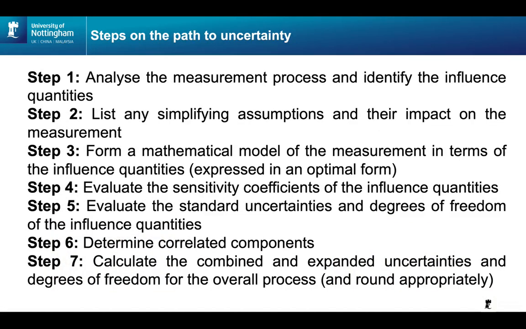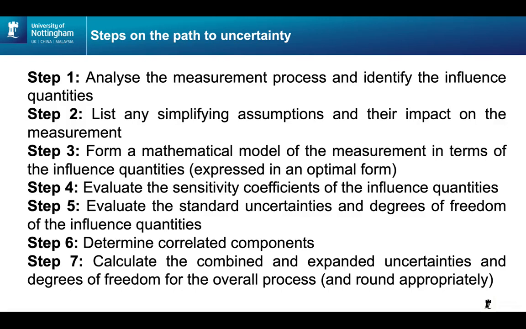Okay, so we're coming to the end of our path towards uncertainty. So let's just go through those various steps again that we presented in the first lecture. So analysing the measurement process, identify the influence quantities. We know how to do that now. That's really from lectures 1 and 2, just recognising what the error terms are and how they influence the measurement. List any simplifying assumptions and their impact on the measurement. Form a mathematical model of the measurement in terms of the influence quantities. So you know how to do that now, and hopefully that would be expressed in some optimal form.